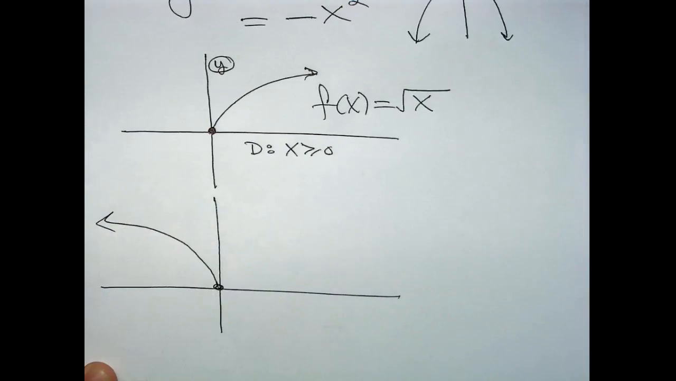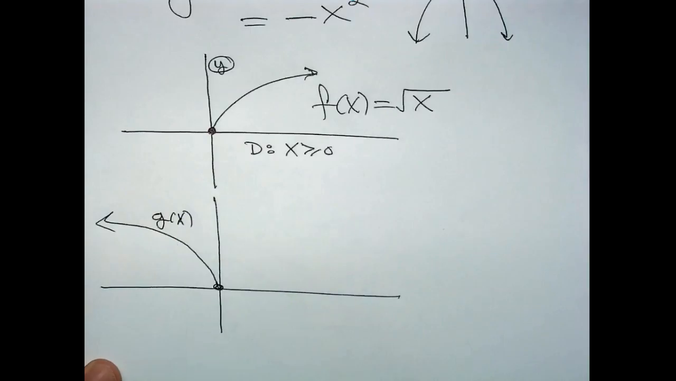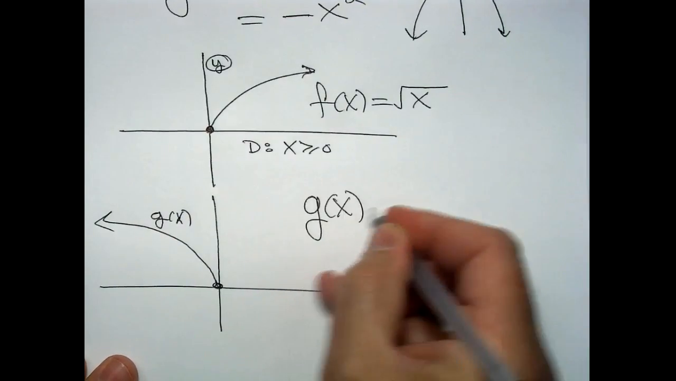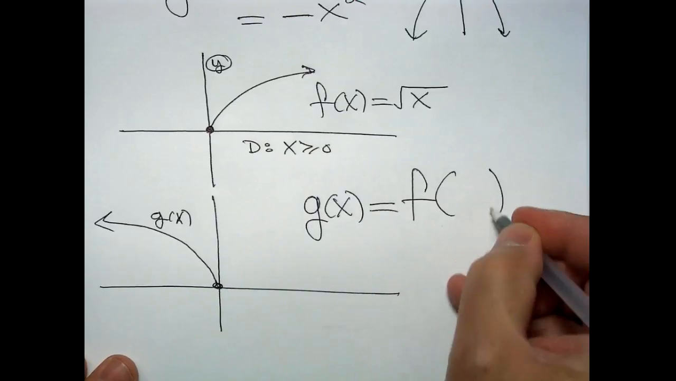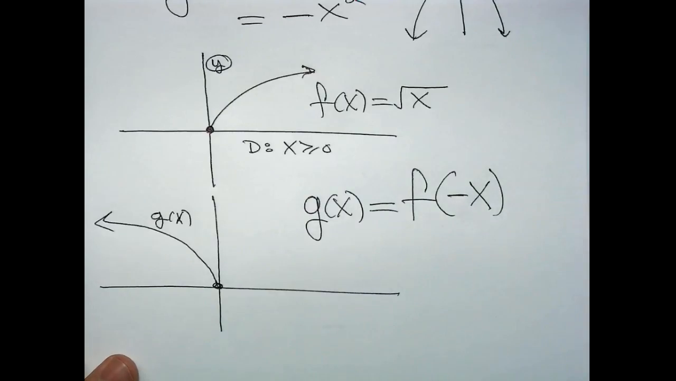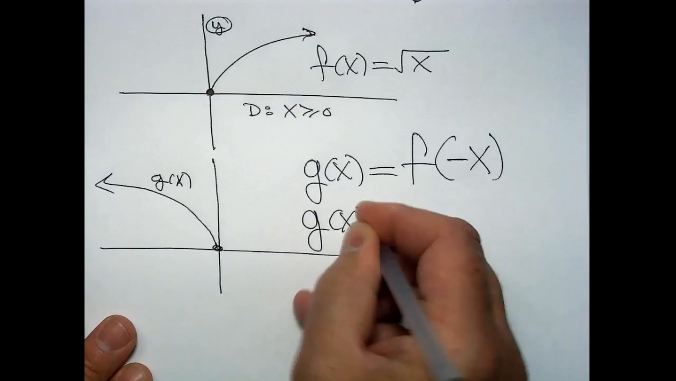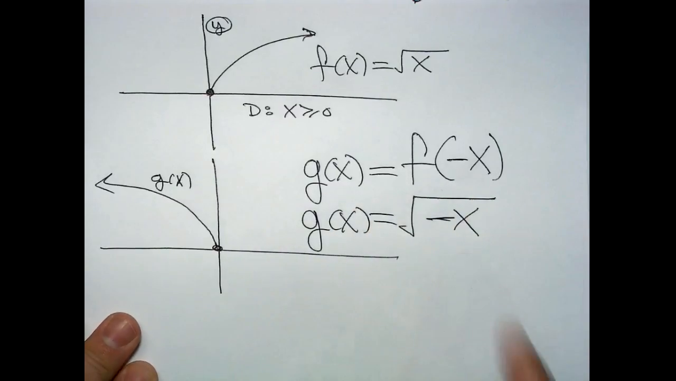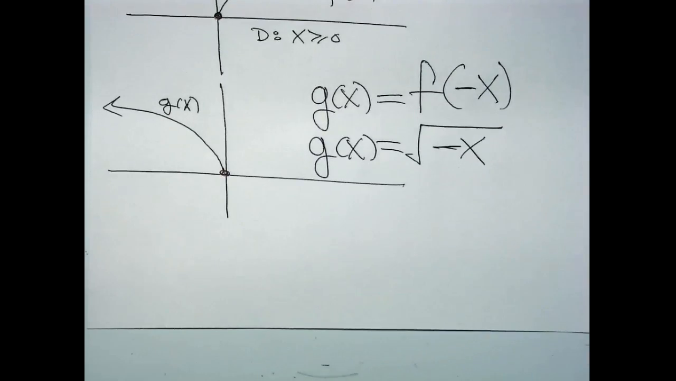Like that. So how do we create g of x? Well, it turns out that the way to reflect across the y-axis is to create the new function by not putting a minus sign in front of the function, but by putting a minus sign inside the function like that. That's a reflection across the y-axis. So what is g of x going to become? That doesn't seem right to me. How can we take the square root of a negative x? That's the square root of a negative number.